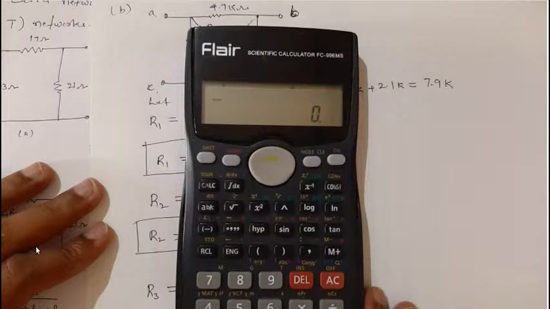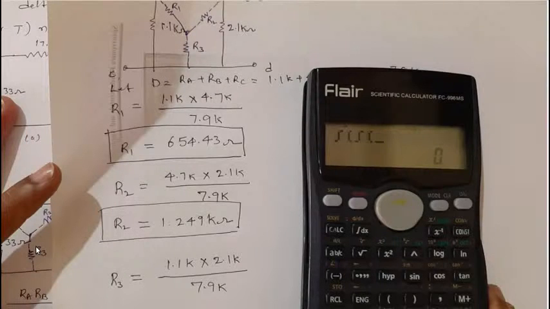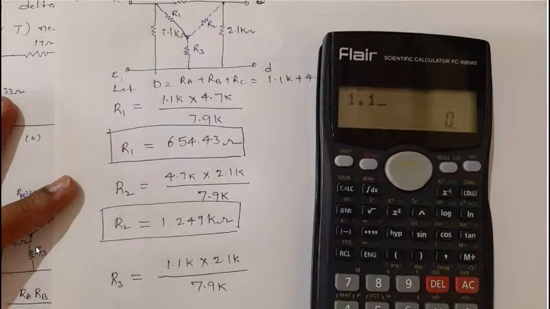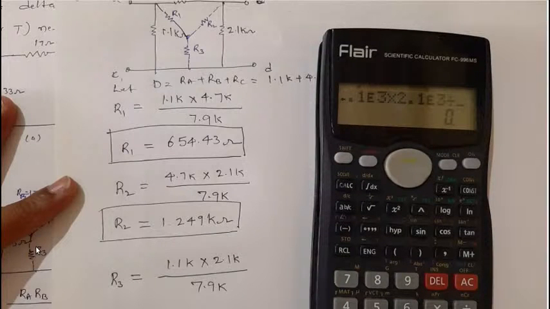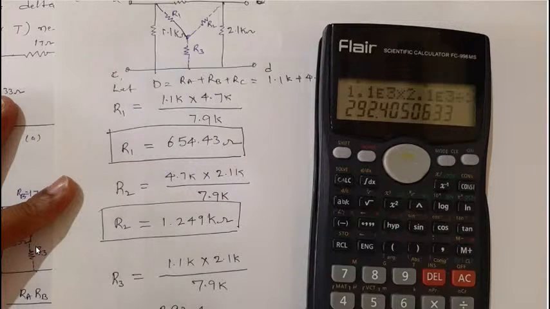So if I calculate this, it turns out to be 1.1k into 2.1k divided by 7.9k, which is equal to 292.4 ohm. This is the value of R3.